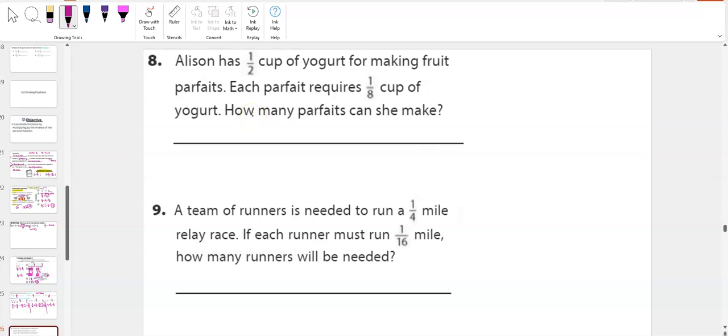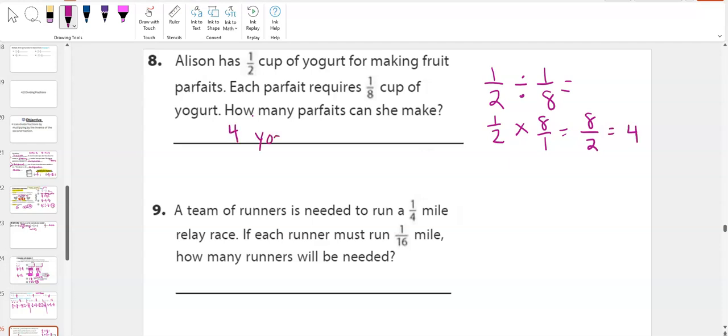All right, Allison has 1/2 cup of yogurt for making fruit parfaits. Each parfait requires 1/8 of a cup of yogurt. How many parfaits can she make? So I need to take my 1/2 of a cup and divide it into 1/8 servings to figure out how many yogurt parfaits I can make. Okay, so we're going to keep, change, flip. 8 divided by 2 is 4. So Allison can make 4 yogurt parfaits. And that's it. That's pretty simple.